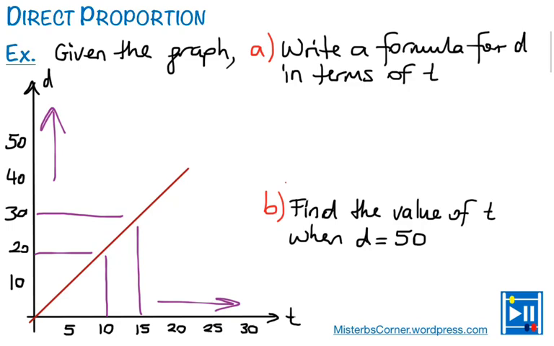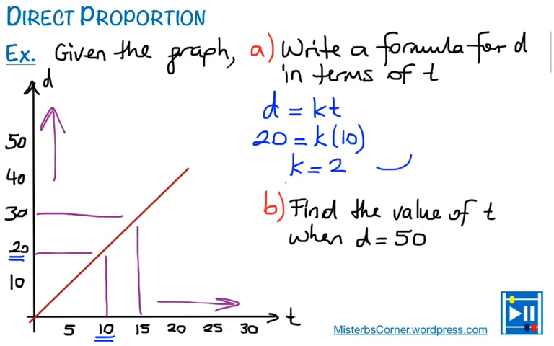So I can write the formula for d in terms of t. D equals k times t, right? Now, let's try to find a value to substitute. Now, if t is 10, d is 20. So let's substitute these values. So for d is 20, t is 10. From here I find k to be 2, isn't it? So my actual formula will be d equals 2 times t. Now that I have it, I can answer the second question.